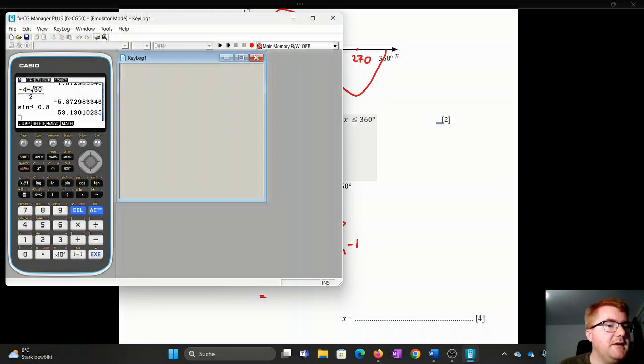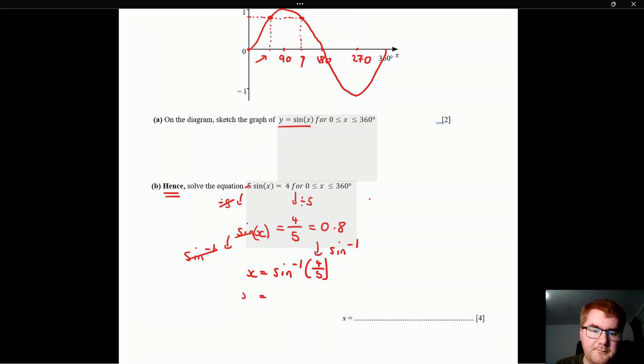That gives us 53.130. So 53.13. So that's our first answer from the graph here.